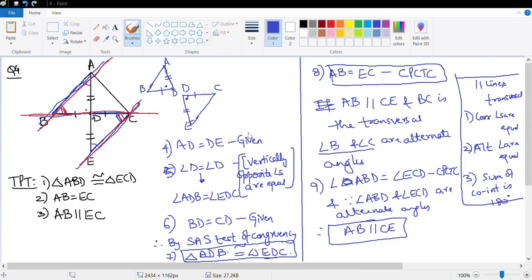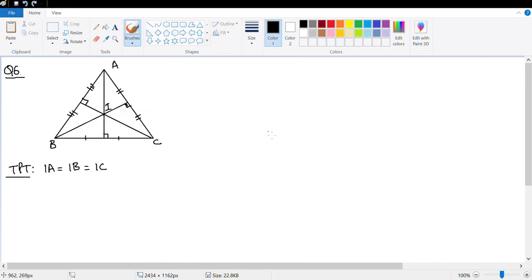The next question that we do is question number 6. The perpendicular bisectors of the sides of a triangle meet at I. So perpendicular bisector, which means let's give them some names. This is D, this is E, this is F. So BD and DC are equal, AF and BF are equal, AE and EC are equal, and angles D, E, F are all 90 degrees.